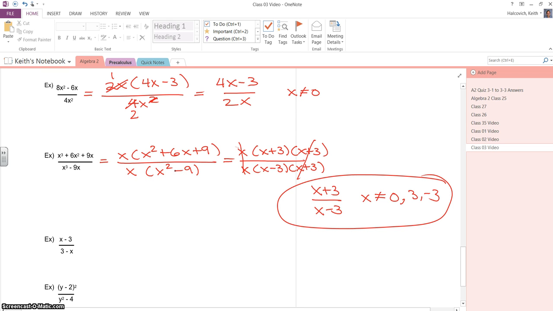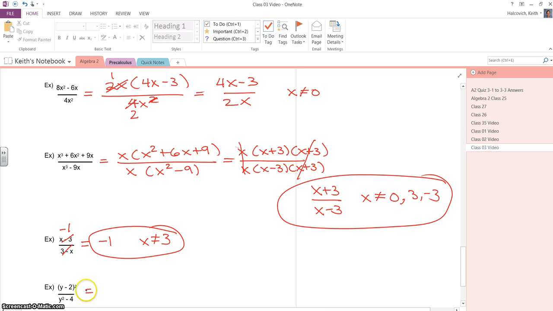Here, notice one's x minus 3, the other's 3 minus x, so you can cancel those, and then one's the opposite, so it's equal to negative 1. The restriction, you could not put 3 in the denominator, so x cannot equal 3.